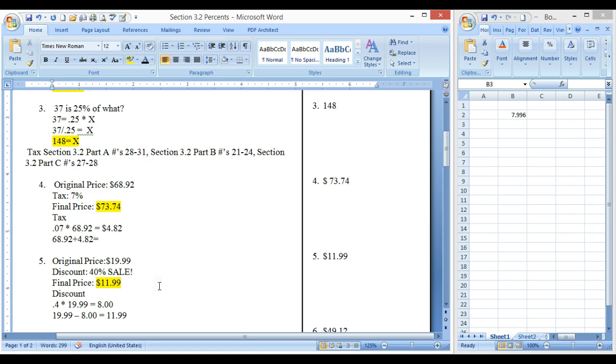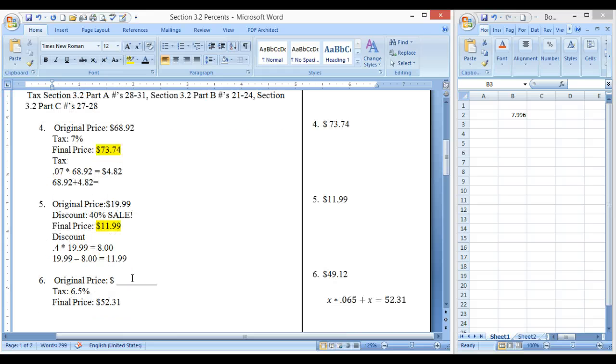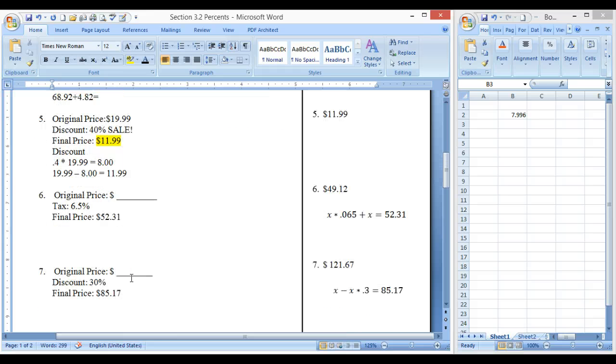Okay, now that we kind of understand the process, we're going to be doing it all in one step, or writing it out as an equation. So remember up here, we multiplied either the tax or the discount by the original price, and then we add or subtract it to the original price or from the original price. So let's come down here. That's important because these next ones, I don't have the original price. So I need to work it out kind of like an equation.